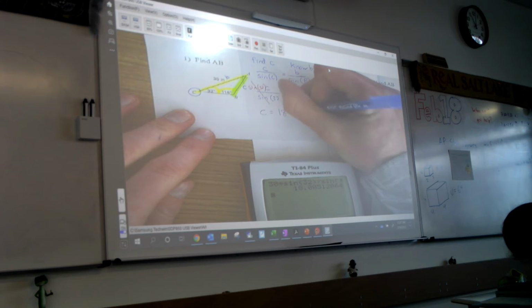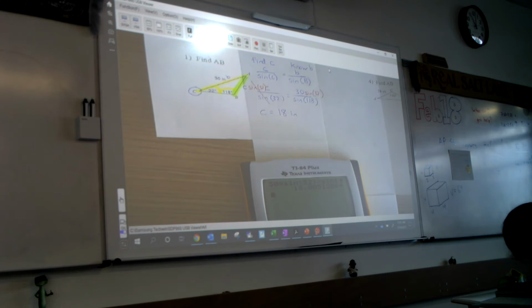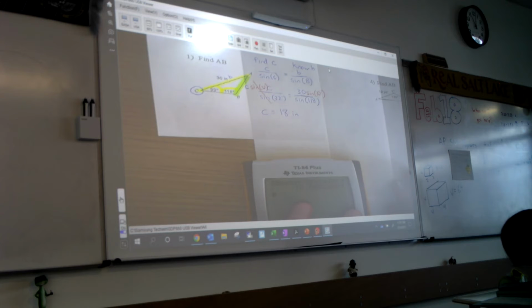Were you guys able to get this as well? When you put in your calculator, did you get 18? Okay, that's how you'd use the law of sines to find a missing side. And this is great because it works in triangles that aren't right. All the tools we learned before only applied if it was right. Okay, we're going to go to the next one.